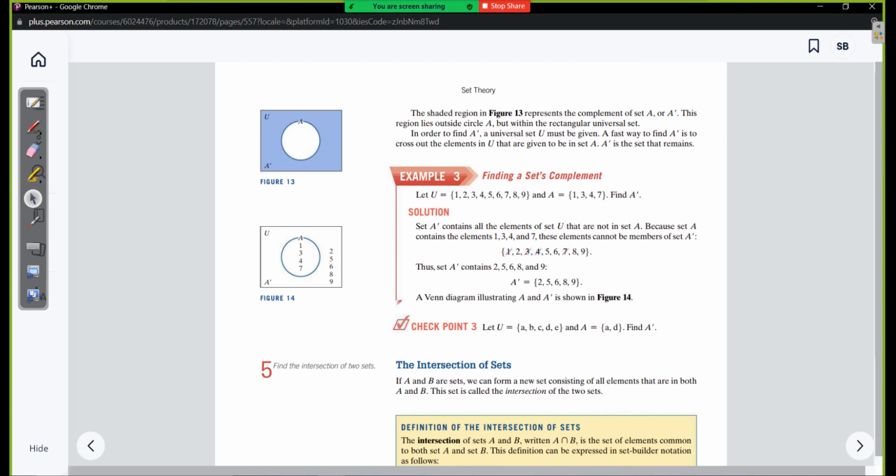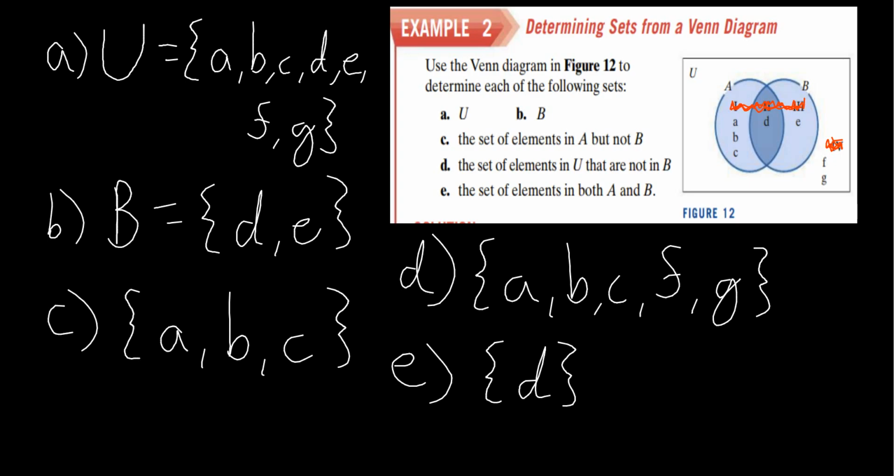All right. All right, go ahead. Mm-hmm. That's true. They are. They are all in A. But yeah, D is in B, and we're wanting to find the elements that are in A but not B.